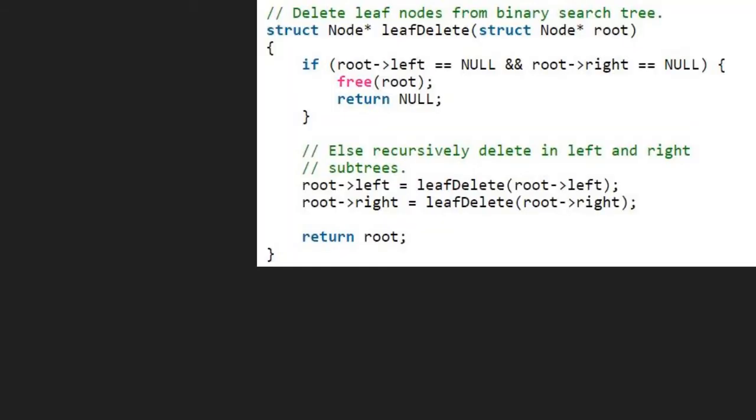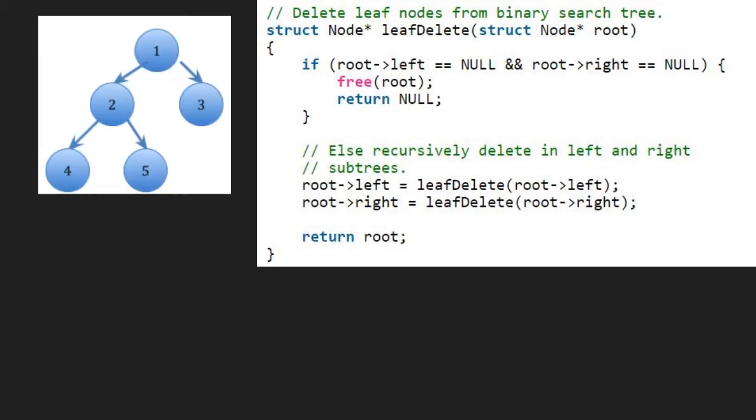Let us also have a sample tree to test our algorithm. We pass the root node, which is 1, into function leaf delete. So root will point to 1. We check if the left and right of root are both null. As it is false for 1, we recursively call the left and right subtrees using a call stack.